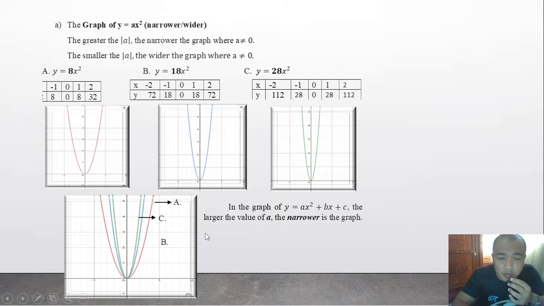Right? So, comparing the three graphs here in the graph of y equals ax squared plus bx plus c, the larger the value of a, the narrower is the graph. Magiging payat yung graph if it has a greater value of a. But if it has a lesser value of a, sample pag 1, it's wide, very wide, compared to a bigger value of a, greater value of a. Alright?